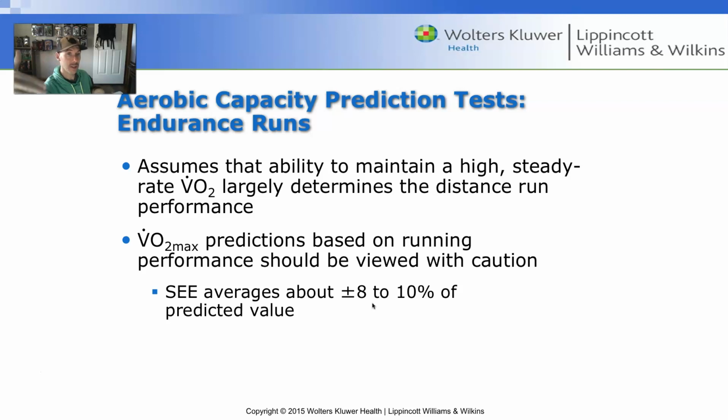So let's just say that we predict somebody's VO2 max to be 50 using one of these tests. We would put the plus or minus 5 to 10% on that. So we would say 50 ml per kg per minute plus or minus 5 to 10%. So 10% of 50 would be 5, right? So that means their VO2 max could be 45, could be 55, because it's 50 plus or minus 5 to 10%.